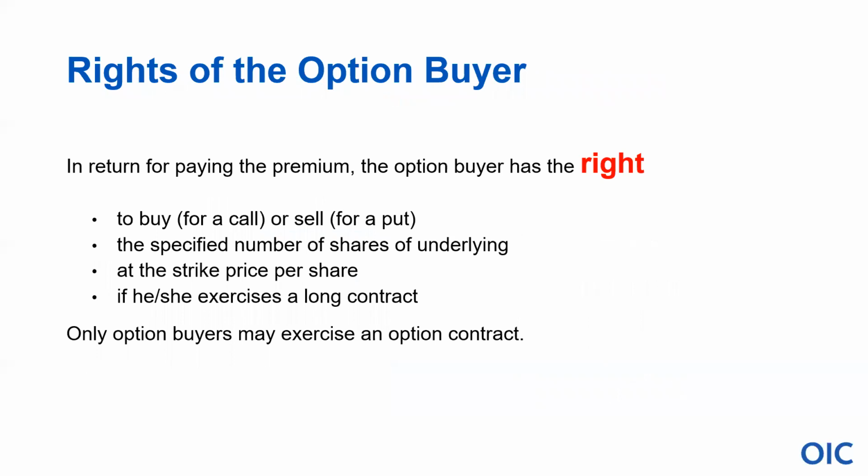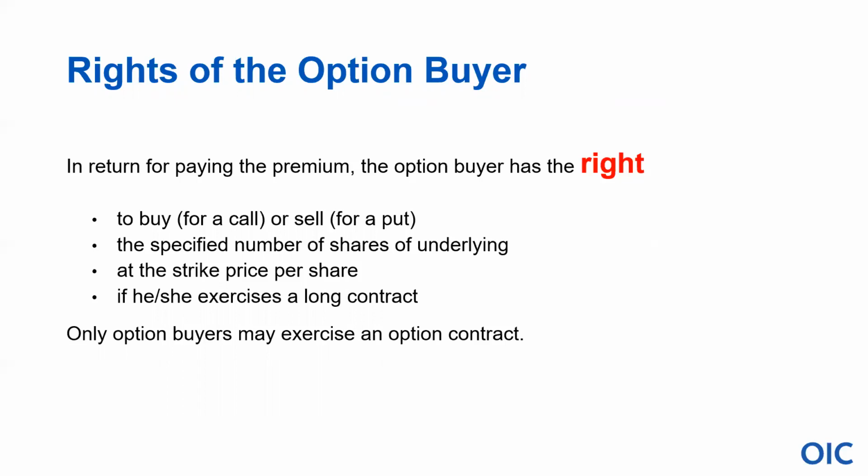Okay, the rights of the option buyer, as I've said, but I will say again, so I think it's extremely important. In return for paying the premium, the option buyer has the right to buy in the case of a call or sell in the case of a put, specified number of shares of underlying. And it's worth noting that not all options have the same size. US equity options are typically on 100 shares of underlying. I think most Nasdaq stocks are as well, 100 shares of underlying. There are exceptions. And that is done at the strike price or exercise price per share if the option is exercised.